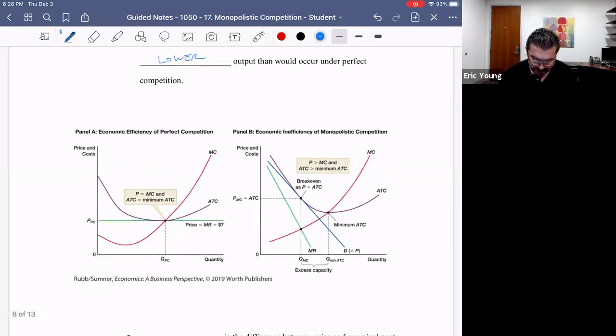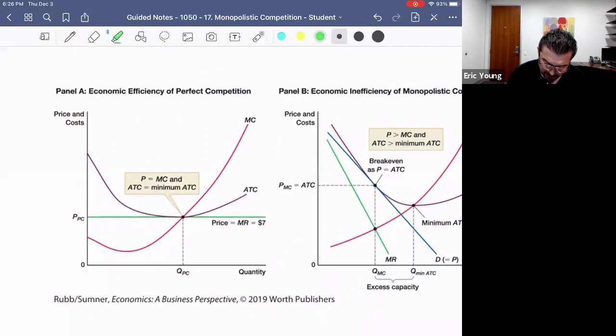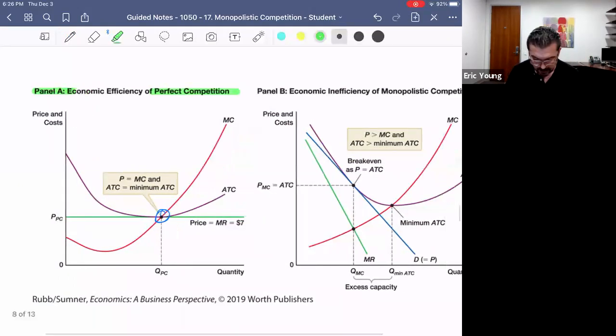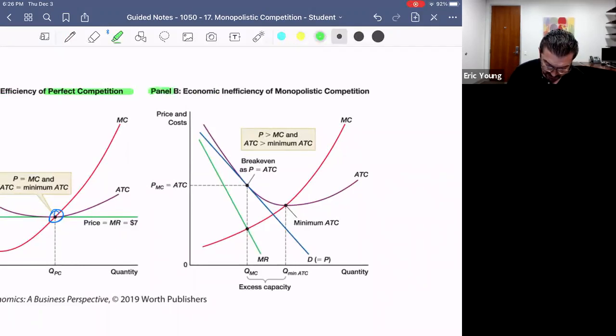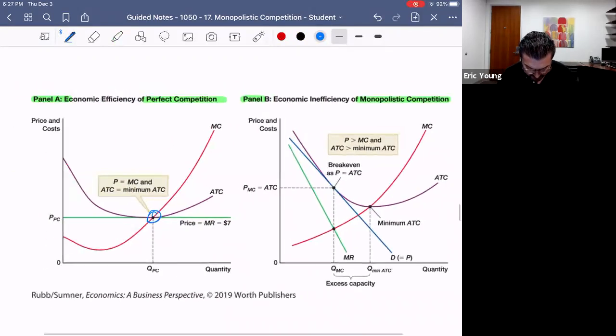Okay, we can see the summary right here. You see in panel A, perfect competition, and we see the long run equilibrium, and we know that at this magic point right there, P equals MC, P equals minimum ATC, productive efficiency, check, allocative, check, total surplus is maximized, check, no dead weight loss, efficient. But if we jump over here to panel B and we look at monopolistic competition, we see that's not the case. In comparison, let me bring this back here.